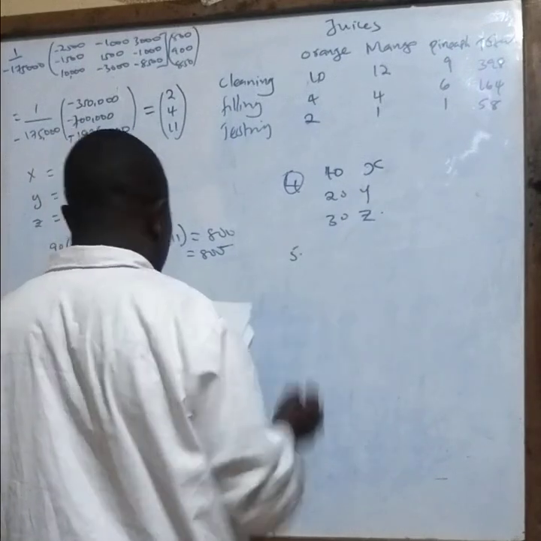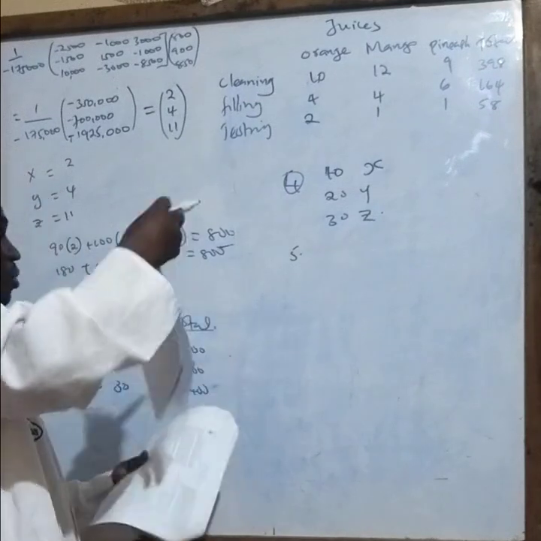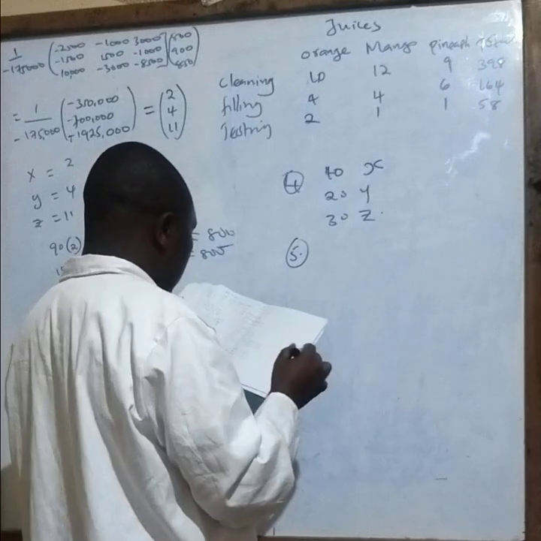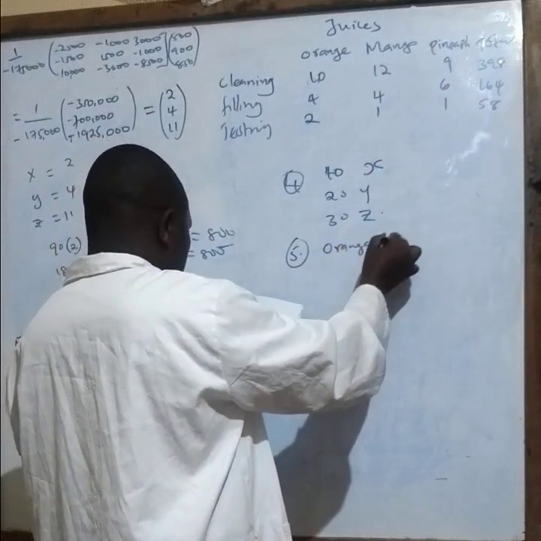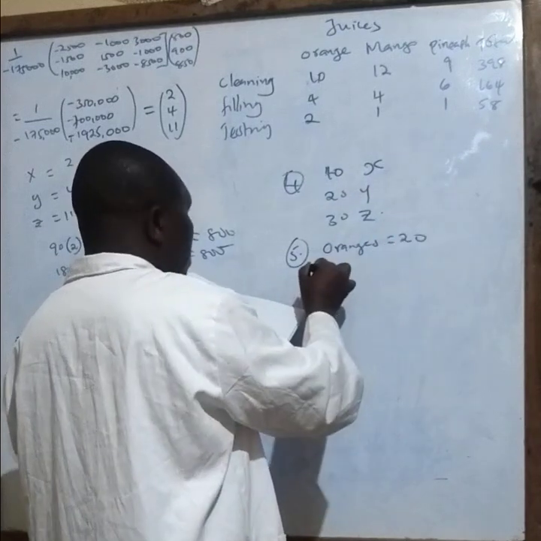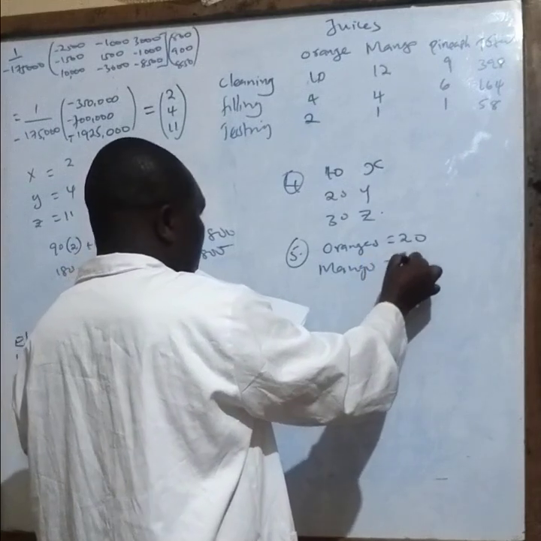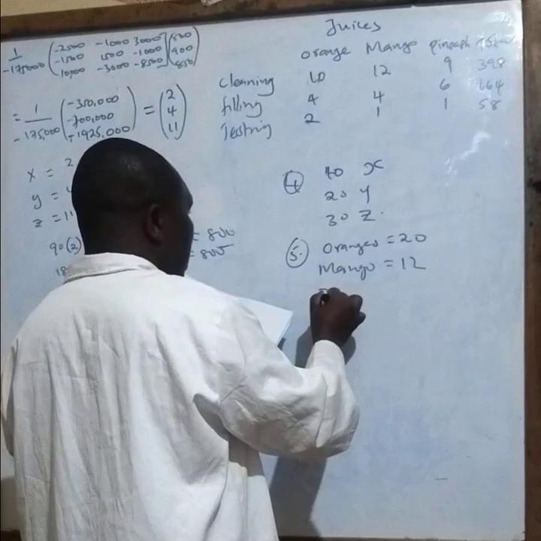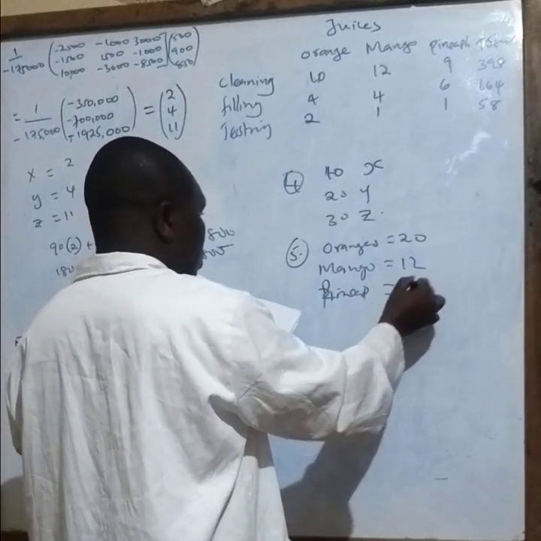For question 5, you are supposed to get how many oranges. So when you work out carefully, for oranges, your answer should be 20. For mango, your answer should be 12. And then for Z, that is pineapple, your answer should be 6.